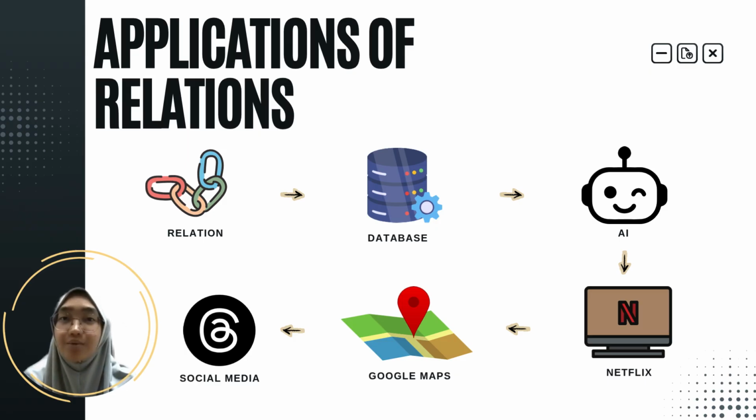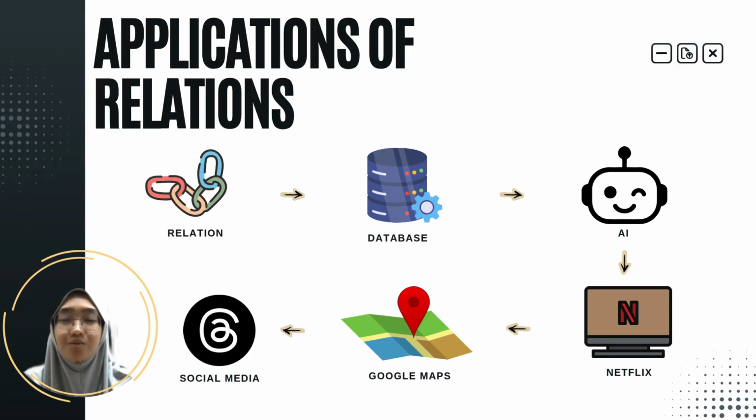Now, let's see why relations are so important. This diagram shows how one mathematical concept can support many modern technologies. Everything starts with relations because they describe how different objects are connected. These relationships are stored in databases where information is organized and managed. Artificial intelligence then uses these relationships to organize patterns and make predictions. Recommendation systems such as Netflix analyze user relationships to suggest movies that users may enjoy.